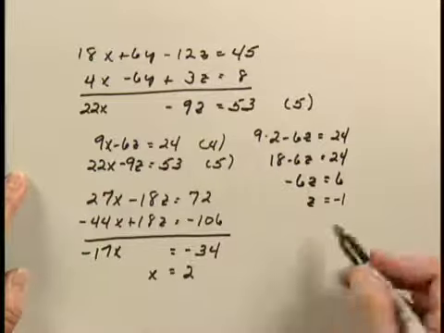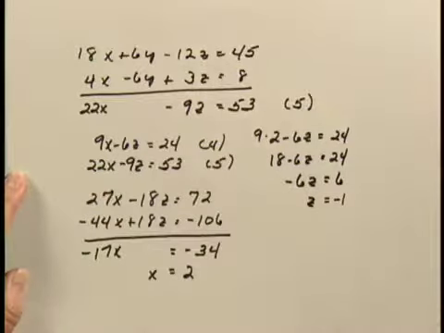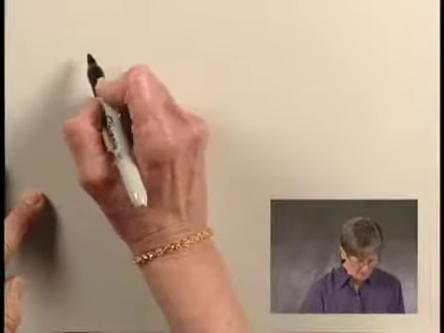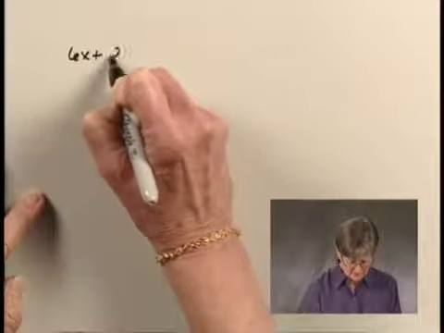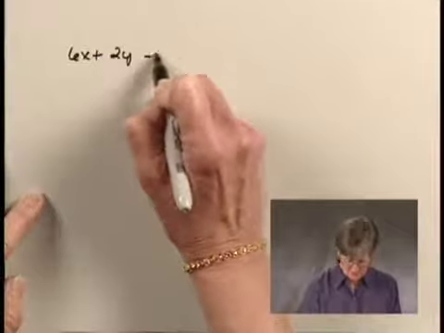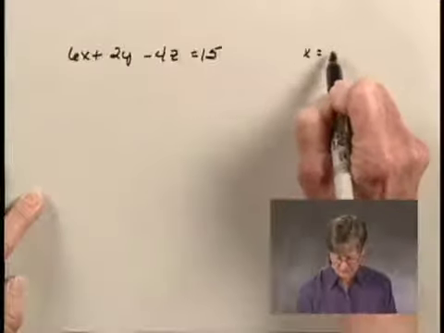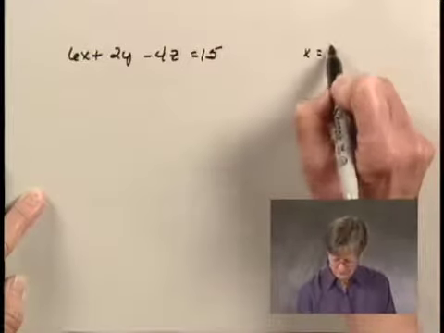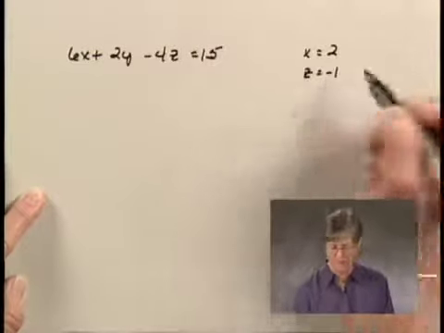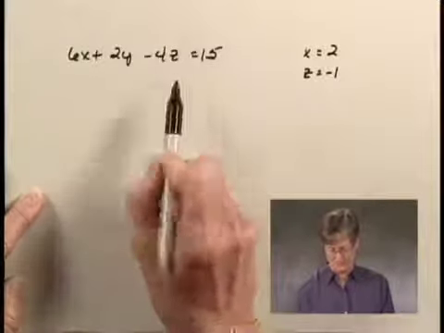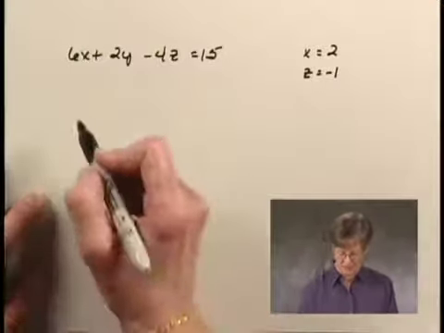And now I know a value for x and a value for z, and I need to find the other variable y. And I'm going to go back to one of the three original equations to do this, and we might as well just use equation 1. Remember, equation 1 was 6x plus 2y minus 4z equals 15. And so far we have found that x is equal to 2 and z is equal to -1. So I'm going to substitute 2 for x and -1 for z in this equation and solve for y.